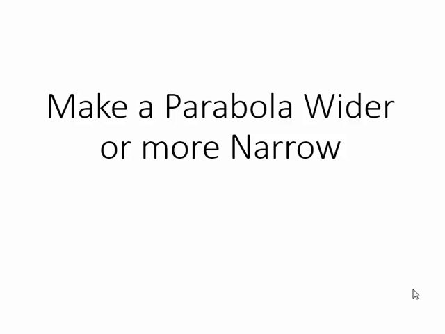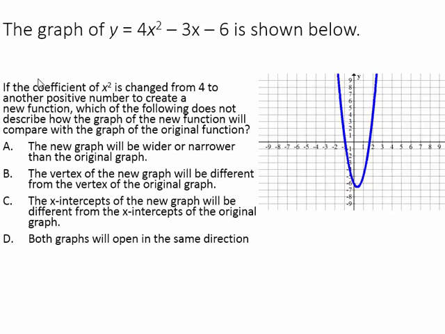In this video, we're going to make a parabola wider or more narrow. Our first example says that the graph of y equals 4x squared minus 3x minus 6 is shown below. And then it tells us if the coefficient of x squared is changed from 4 to another positive number to create a new function, which of the following does not describe how the graph of the new function will compare with the graph of the original function.